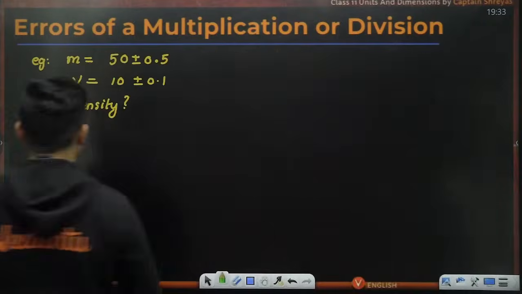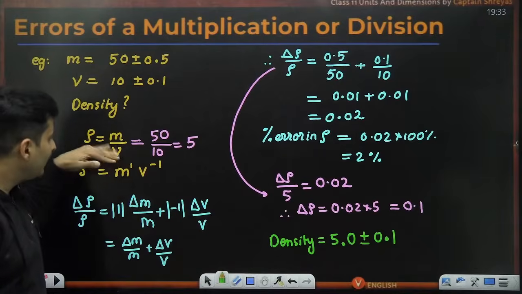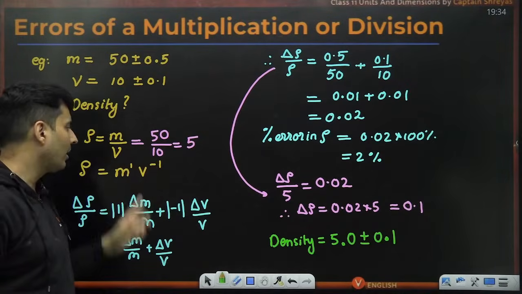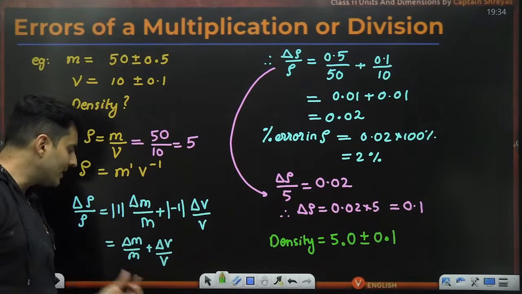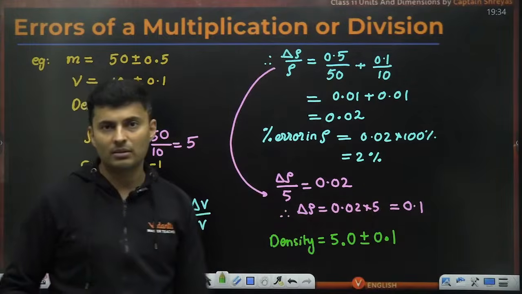Same thing over here. When it was division, what we did, we took the denominator quantity in the numerator with a negative power, but always take the mod of those powers. So once I get this, substitute the individual values.